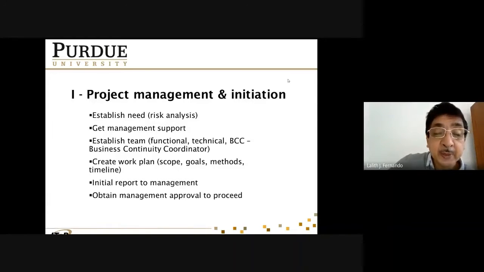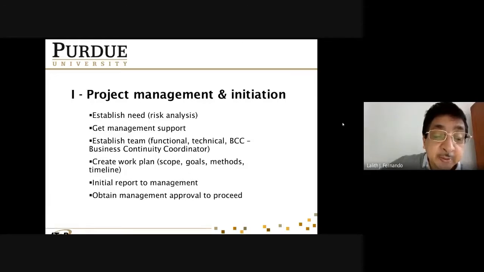Then the creation of a work plan. In the work plan, you need to be very clear about the scope, the goals, methods, and timeline. In the work plan, you need to have all these things. Then the project can submit an initial report to the management.